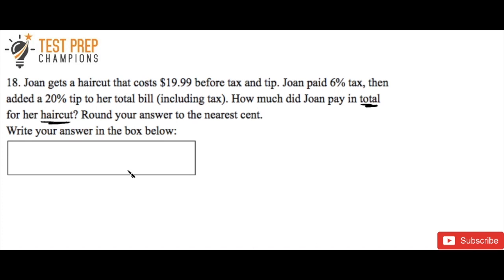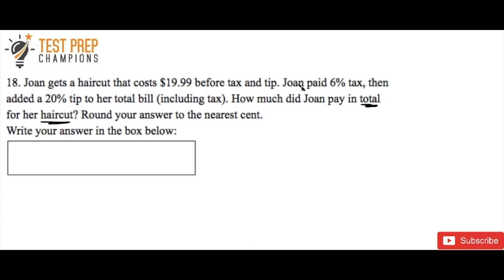So if you try this on your own and you got anything that was less than $19.99 for some reason, that was incorrect. Okay, that's okay if you did. We're still learning here. We'll get through this one, but just right off the bat, that wouldn't make any sense. So we know that we're going to be adding something to $19.99. So she pays 6% tax, then she adds 20% tip to her total bill, right?